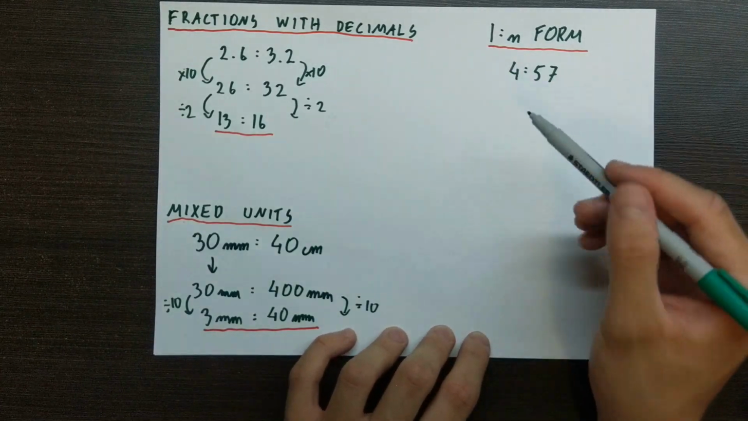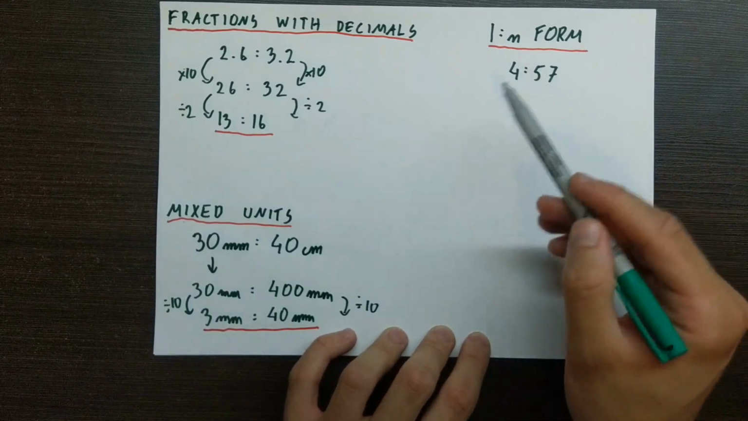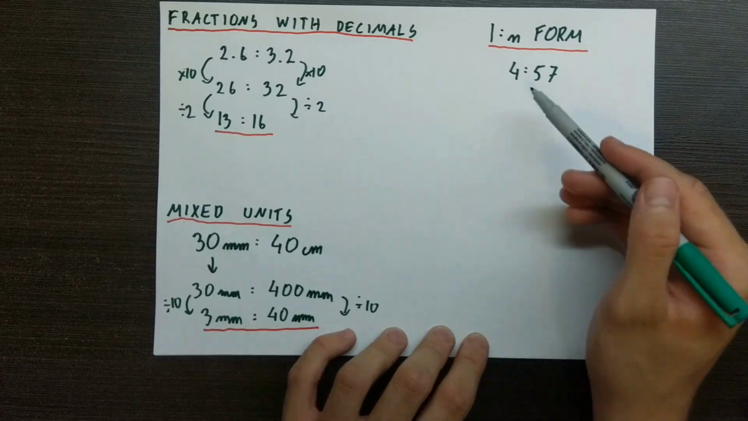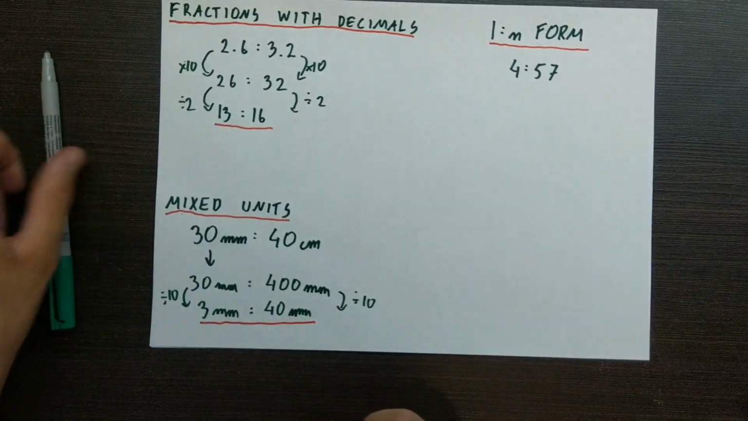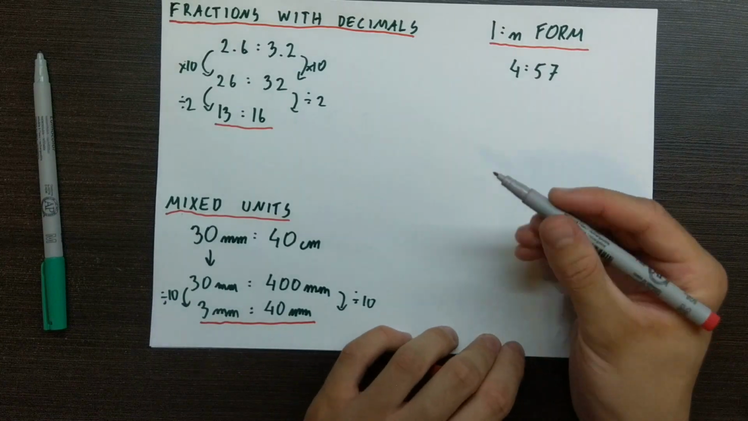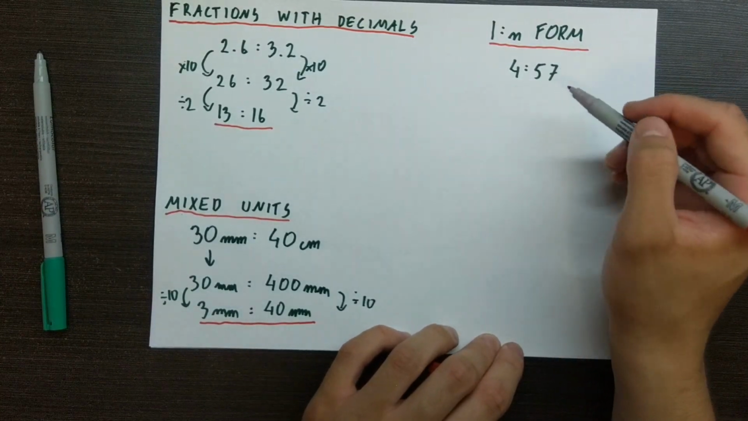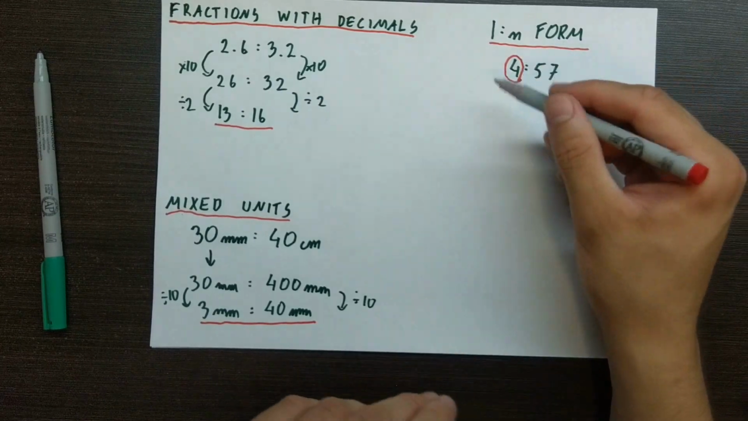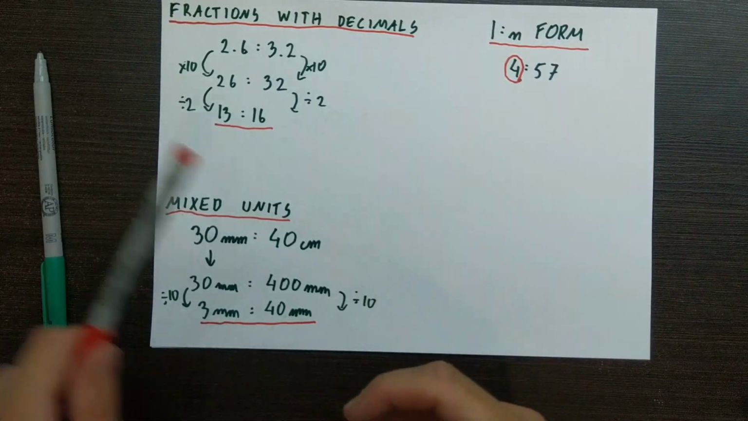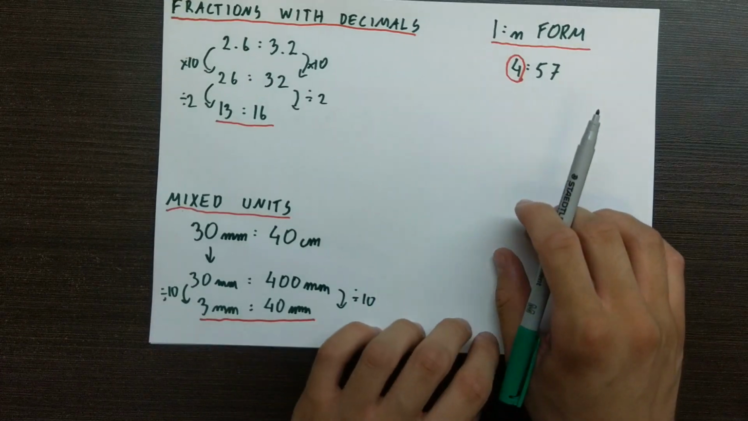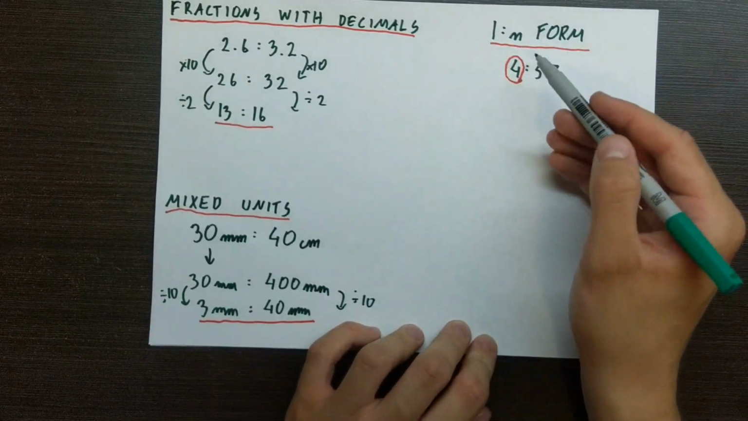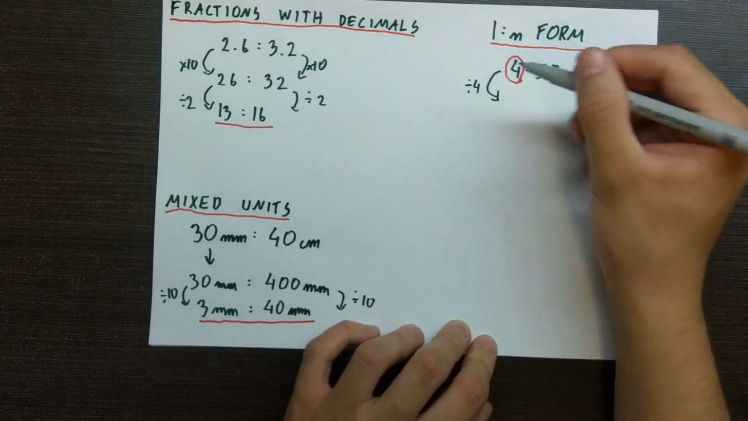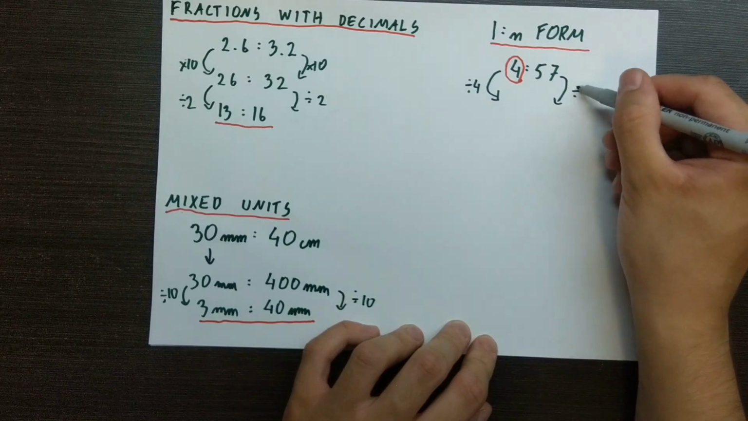Okay. How do we do that? Again, we just shorten it by dividing. So the simplest way to do this is to divide by the smallest number in this ratio. The smallest number in this ratio is 4. So we divide both sides by 4. We just force it. We divide both sides by 4, and what we get is what we get. That's the point about 1 to n form.